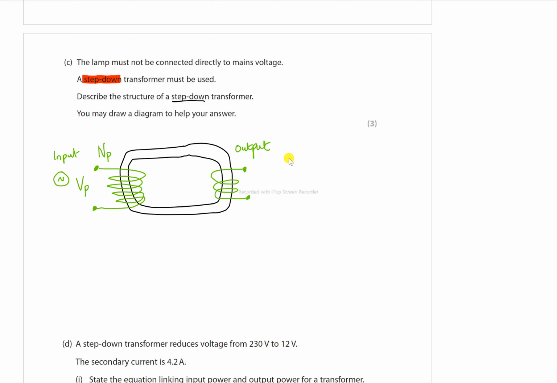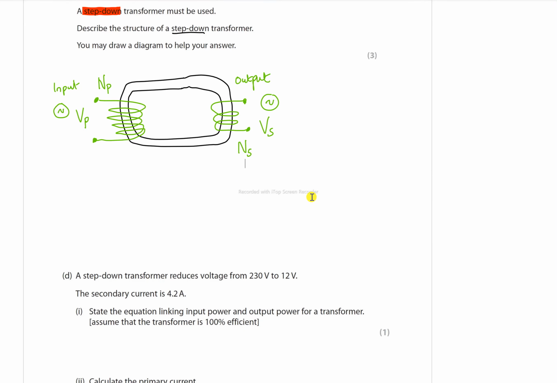You've got alternating voltage and current. You've got voltage secondary, and this here is the number of turns on this side. I'll put it down here is S. So we've got the iron core, we've got more turns on the primary than the secondary. Yep, that'll do it. So it's important that, well, it's good to know that anyway. I'm going into an exam.